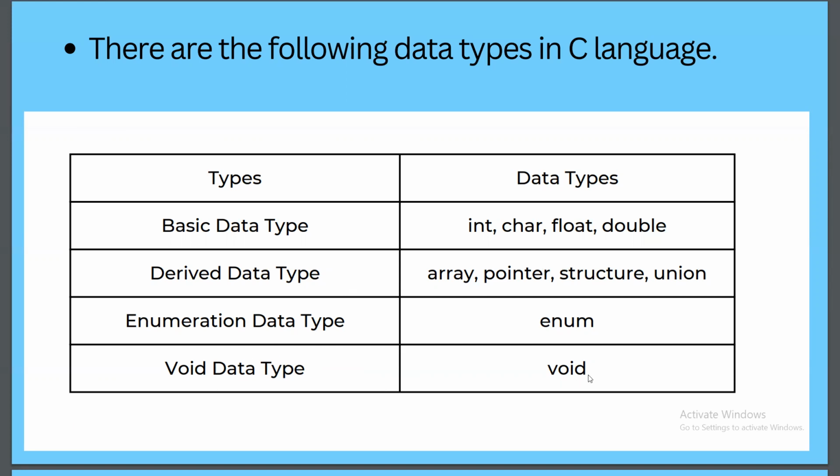Next is the void data type, which won't return anything. It returns nothing. An integer function will return an int, a char function will return a char, a float function will return a float, and a double function will return a double. But if in any case you don't want to return anything, you should go with void.